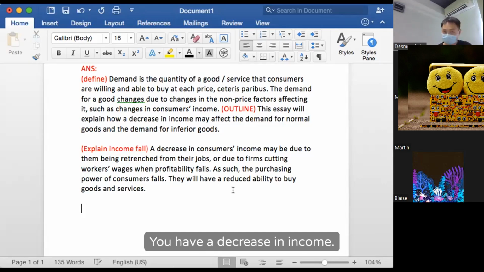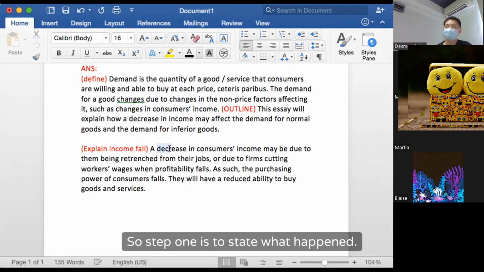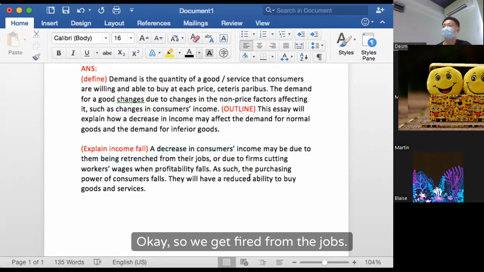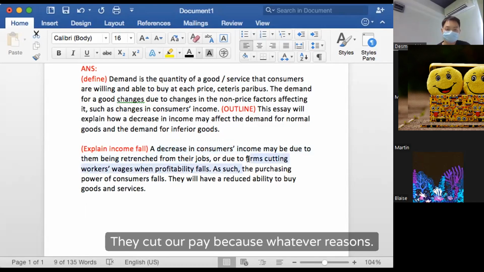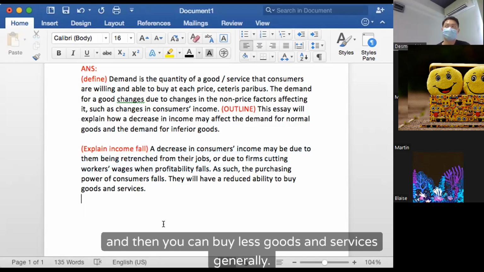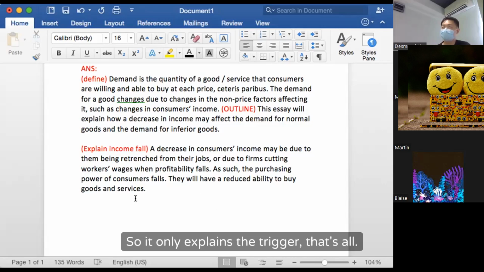You have a decrease in income. We explain this first. So step one is to state what happened: there's a decrease in income. Step two, you explain a bit. So we get fired from our jobs, or they cut our pay for whatever reasons. Then we are going to have a lower purchasing power, and then you can buy fewer goods and services generally. So this is step one and step two. It only explains the trigger, that's all.